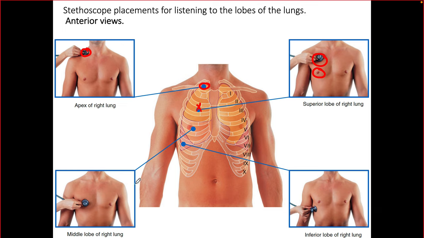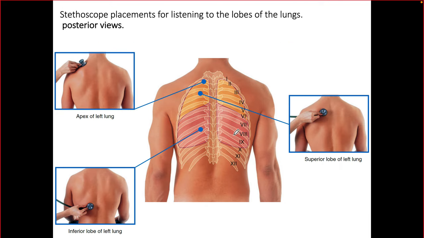This is an approximation, like here. This is the middle lobe here. Below and lateral to the breast or nipple, here is the inferior lobe. The important thing you must know is that the middle lobe can be seen, and you can auscultate its sound, just anteriorly.